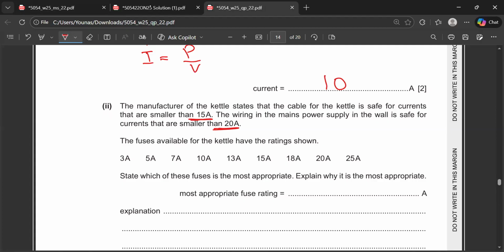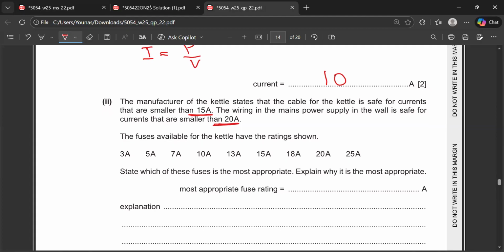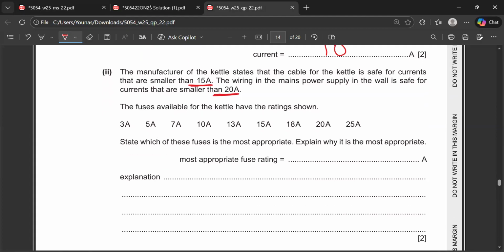The fuses available for the kettle have the rating shown. State which of these fuses is the most appropriate. Explain why it is the most appropriate. Because your kettle is going to take 10 amperes, I'm going to choose this. Don't use this one, because the current is 10 amperes, so you cannot use it. We will use a little higher. So I think the 13 ampere fuse, the fuse which has 13 amperes, will be the best fuse.